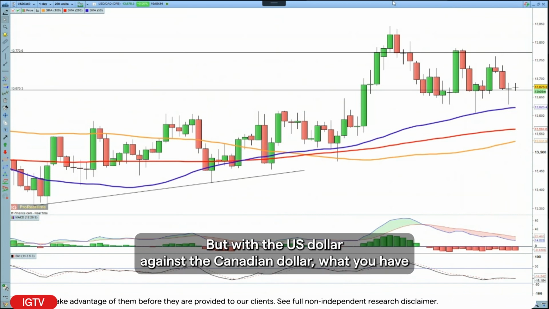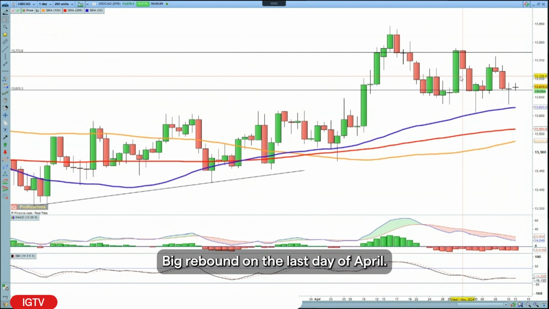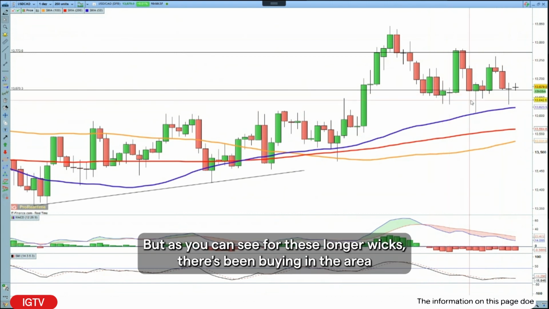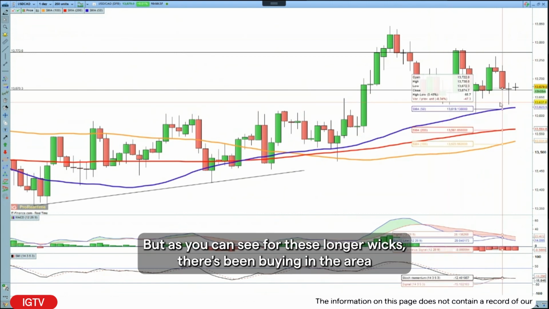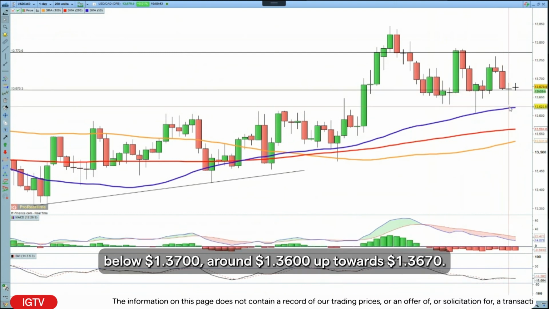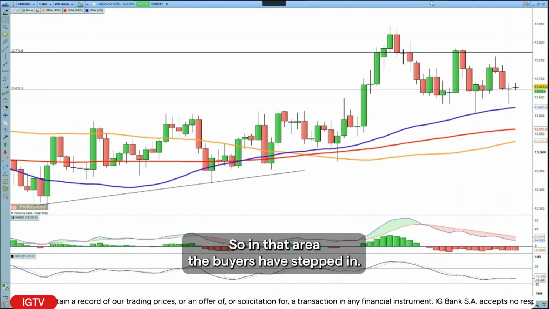But with the US dollar against the Canadian dollar, what you have seen over the past 2 weeks really is a very choppy period. Big rebound on the last day of April, and then that's been negated since then with further range-bound trading essentially. But as you can see from these longer wicks, there's been buying in the area below 137, around sort of 136 up towards 136.70. So in that area, the buyers have stepped in.